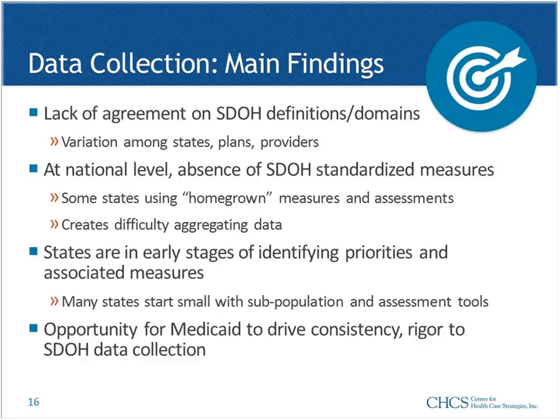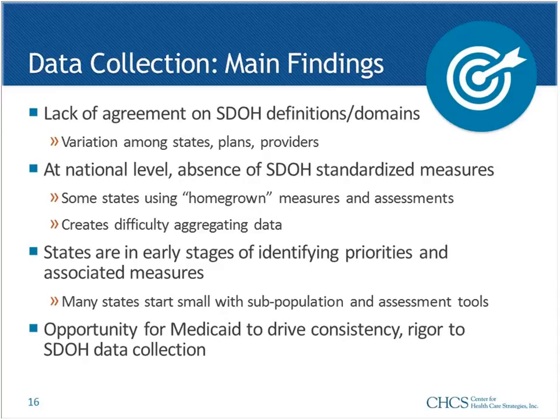So the major finding from our scan is that states are in the very early stages of collecting SDOH information for Medicaid beneficiaries using standardized measures and a standardized approach. And this is due, we think, to a number of factors. First, we found that while there is agreement among states on the main buckets that fall under SDOH, or the domains that we shared on the previous slide, such as housing and food security, there is not necessarily agreement on other domains, such as behavioral health or tobacco use.